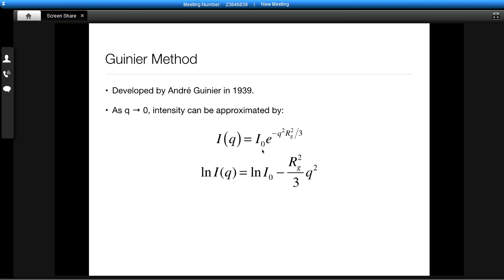And so what happens is if you take the natural log of both sides, you end up with something that actually looks like a line. So if you plot the natural log of I versus Q squared, you end up with a linear regression.